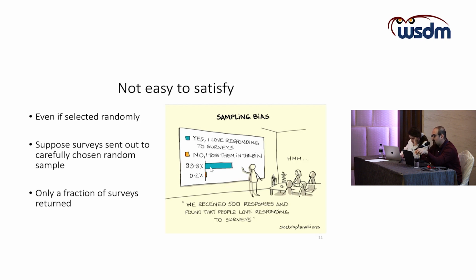To see an example, consider that you want to collect a survey, and the question in the survey is: do you like responding to surveys or not? And there are two options: yes, I love responding, and the other one is no. And obviously, after collecting the data, you're going to see that near 100% of the answers are yes, I love responding to surveys, but it doesn't mean that people like responding to surveys.